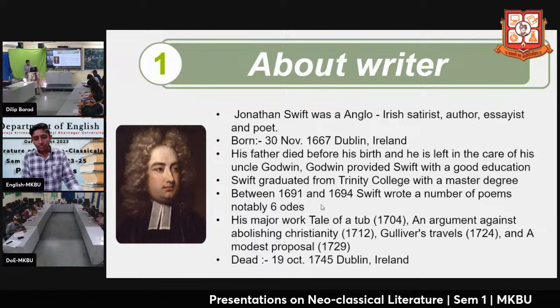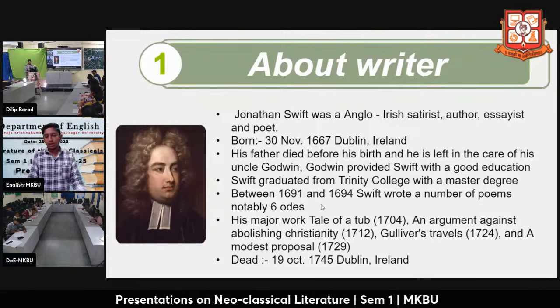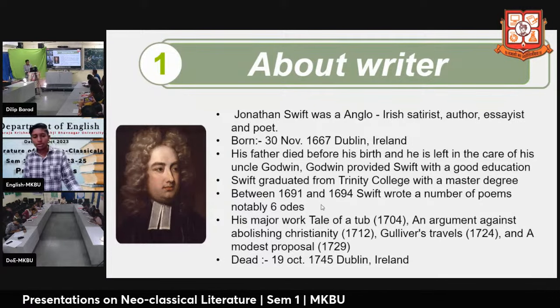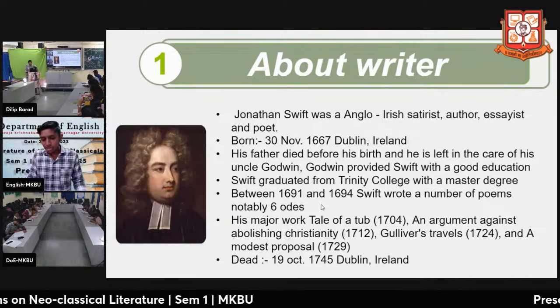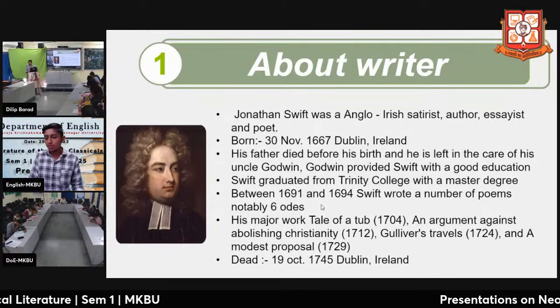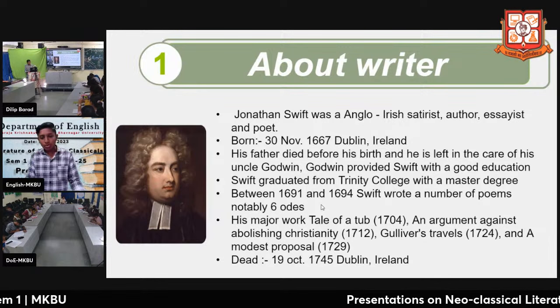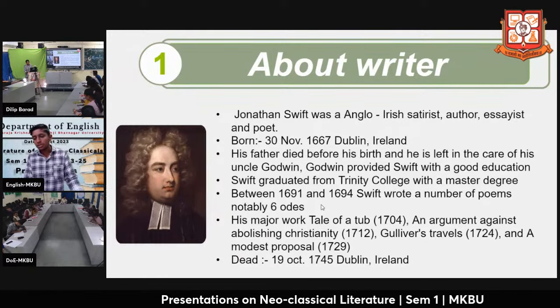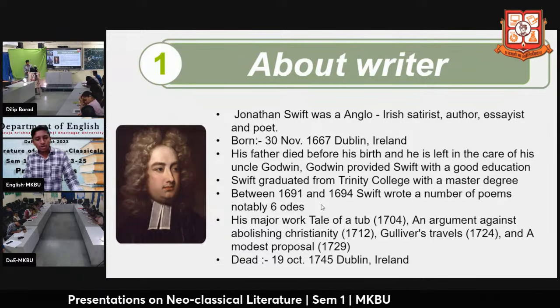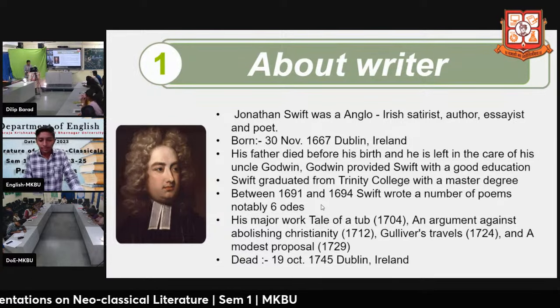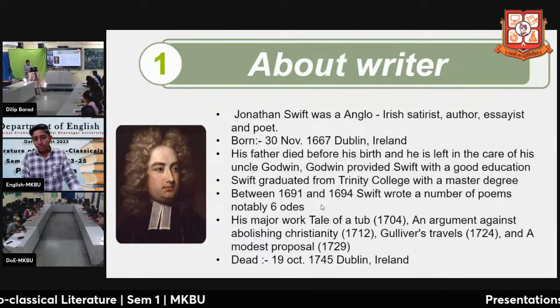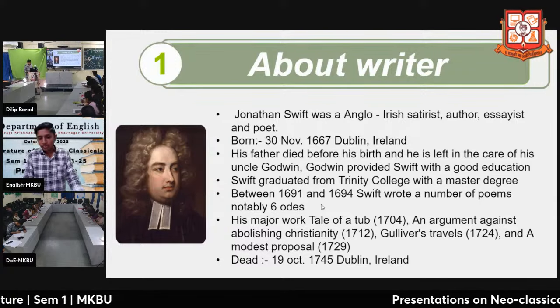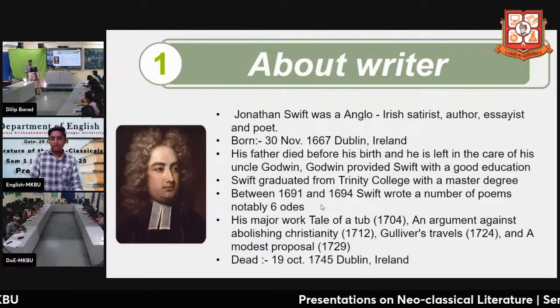Between 1691 and 1694, Swift wrote a number of poems, notably six odes. His major works: A Tale of a Tub, 1704; An Argument Against Abolishing Christianity, published in 1712; Gulliver's Travels, 1726; and A Modest Proposal, 1729. He died on 19 October 1745 in Dublin, Ireland.